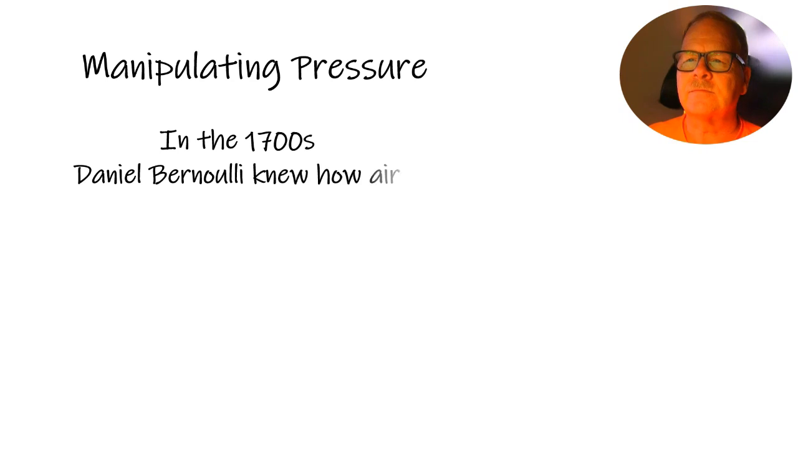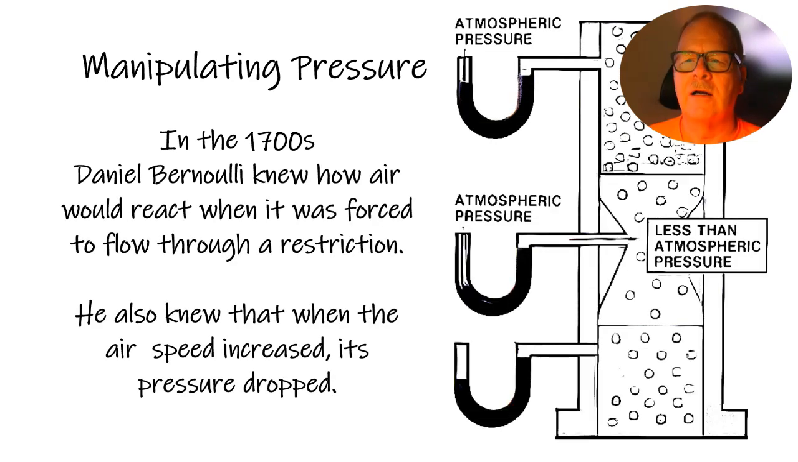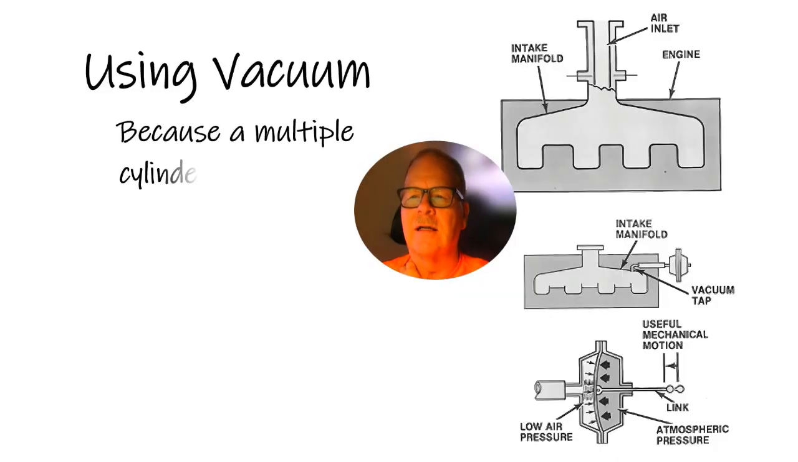So in the 1700s, Daniel Bernoulli knew how air would react when it was forced to flow through a restriction, and that was a long time ago. He also knew when airspeed increases, its pressure drops. So if you've got atmospheric pressure here, less than atmospheric pressure here, what you've got here is basically a Venturi. And so you are measuring atmospheric pressure right here. Long and short of it, you can study that slide, but I don't spend a lot of time on that.